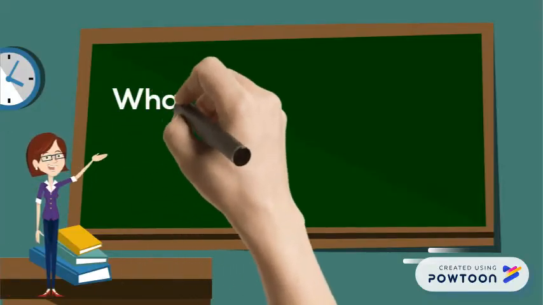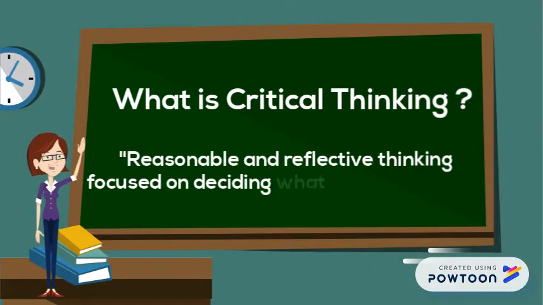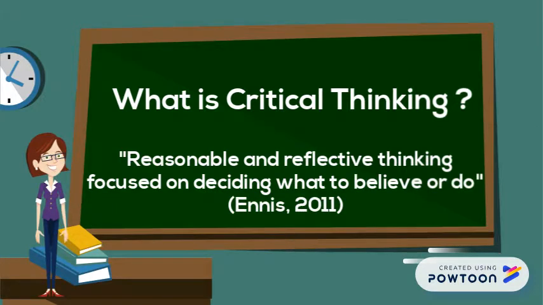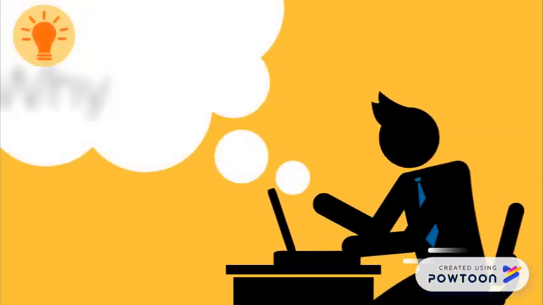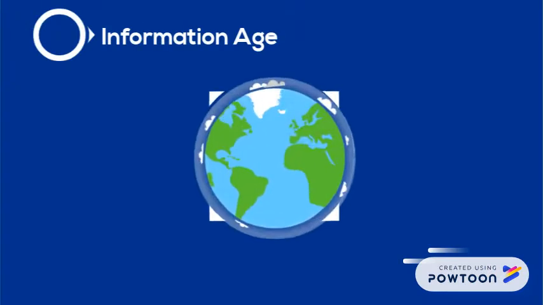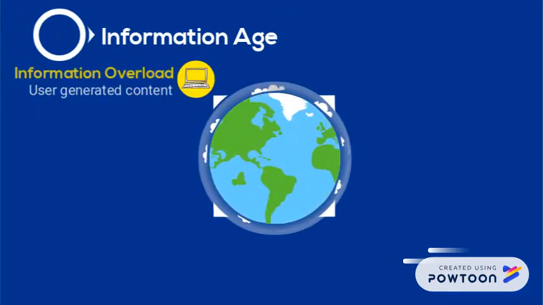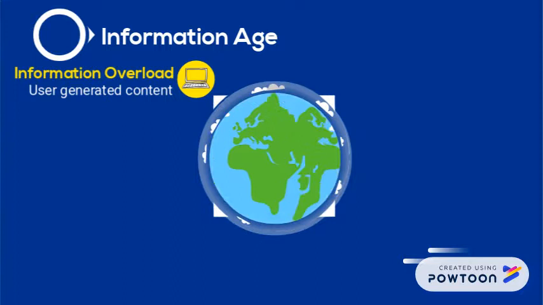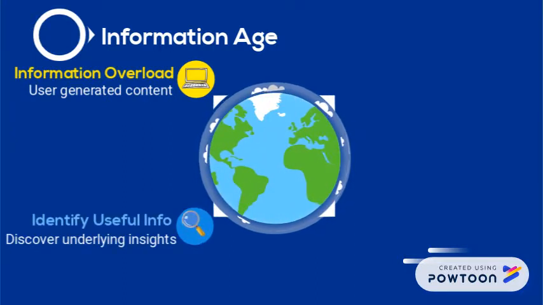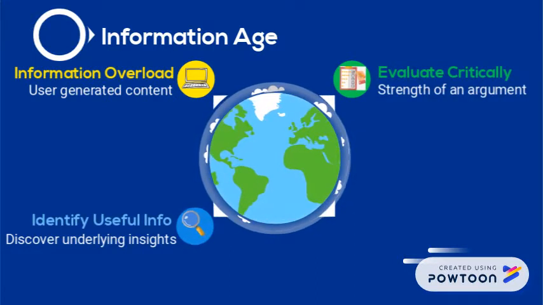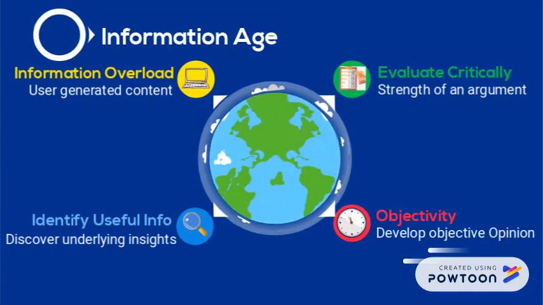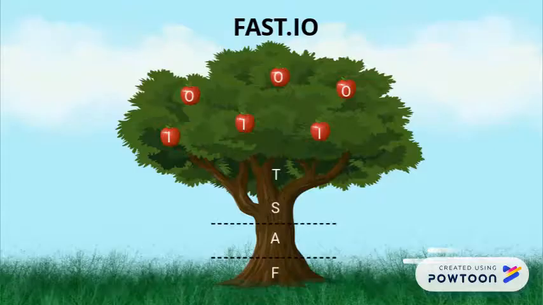What is critical thinking? It is reasonable and reflective thinking, which focuses on deciding what to believe or do. So I learn CT. We live in the information age, where we experience information overload. Critical thinking enables us to identify useful information, evaluate sources and develop an objective opinion when viewing different kinds of media. Hence we have come up with Fast.io.